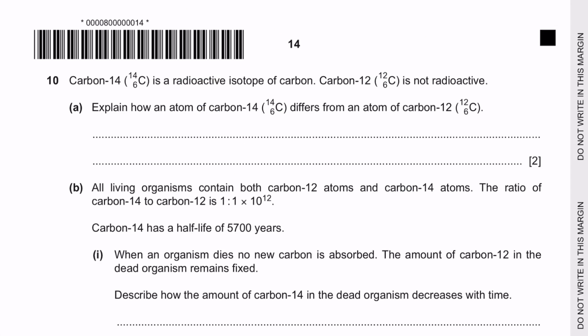Next, question 10. Carbon-14 is a radioactive isotope of carbon. Carbon-12 is not radioactive. Question A. Explain how an atom of carbon-14 differs from an atom of carbon-12. As you can see here, they have the same proton number but different nucleon number. Nucleon number is a total of neutron plus proton. So they have the same proton but different neutron, hence this is 14 and this is 12.